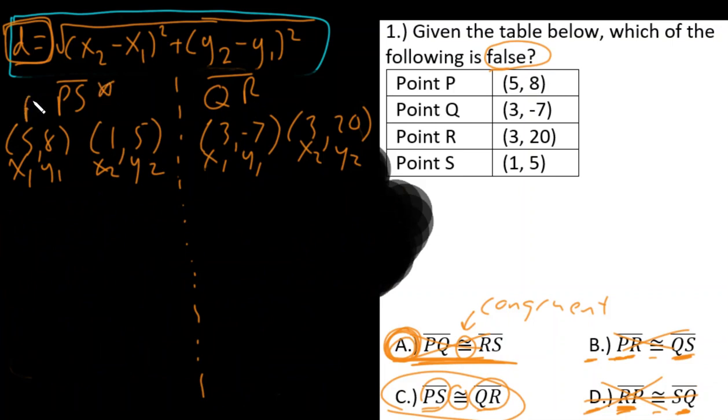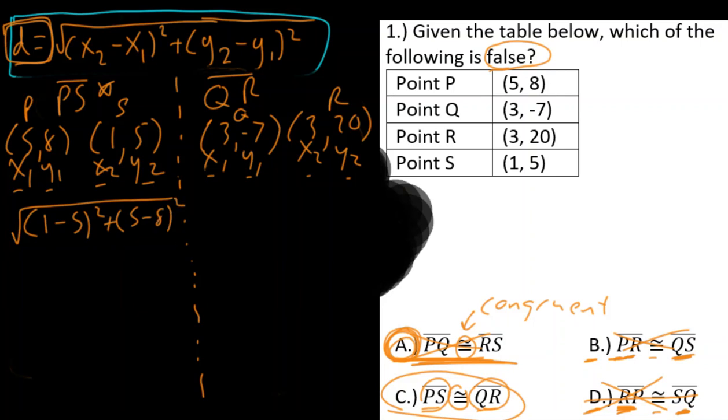So PS, here's point P, here's point S, here's point Q, and here's point R. And of course I labeled them x1, y1, x2, y2, x1, y1, x2, y2. All right? And that should be automatic at this point. Now let's go ahead and write this out. So we have the square root of, let's see here, x2 is 1 minus 5 squared, plus, and in this case our y values are going to be y2, 5 minus 8 squared.